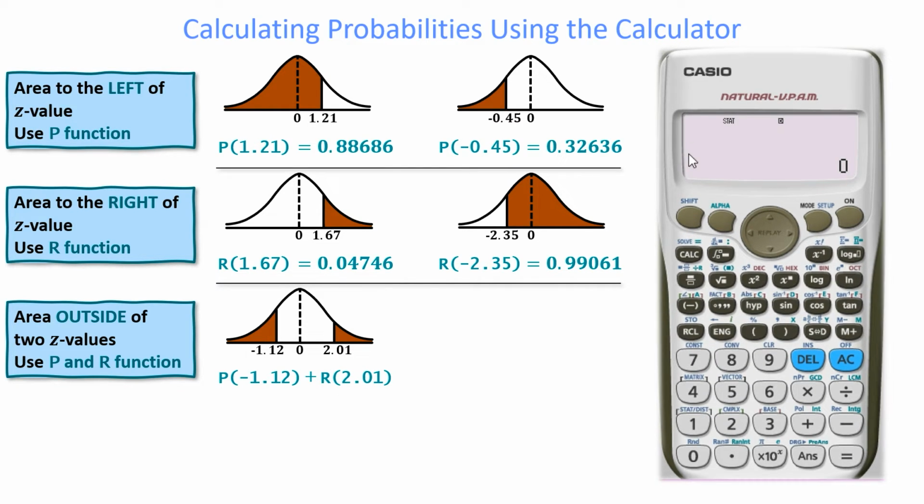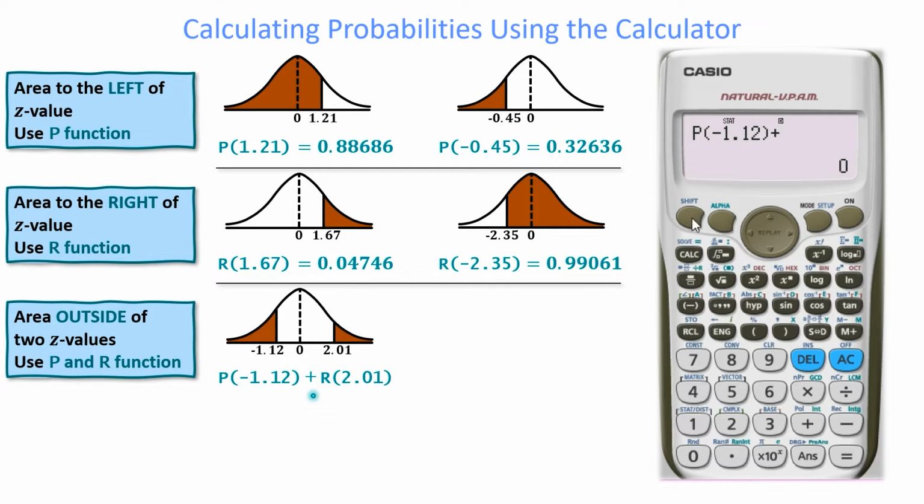Now we need to just go ahead and type this into our calculator. So the first one is the p function. So we click on Shift 1, option number 5, option 1 for the p function. So go ahead and click on 1. Okay, and then we type in negative 1.12, close brackets, plus, and now we want the r function.